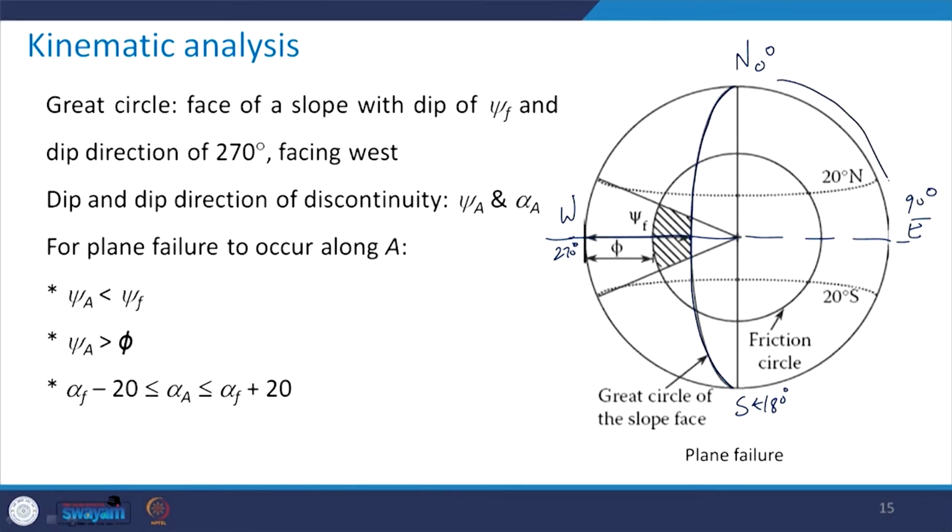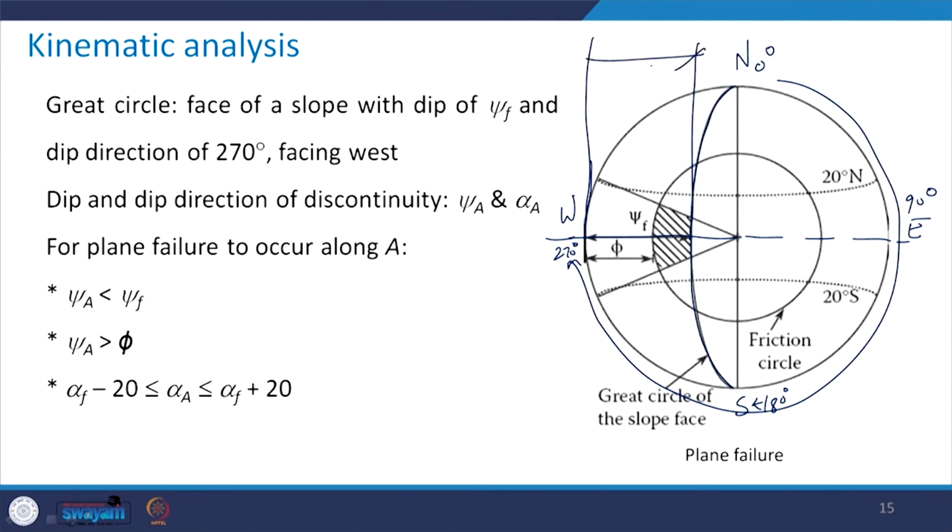So, you see that from here you come in the clockwise direction and here it is 270 degree. Now, what is a dip? How do we find out the dip? We take it from the extreme point of this circle to this great circle.